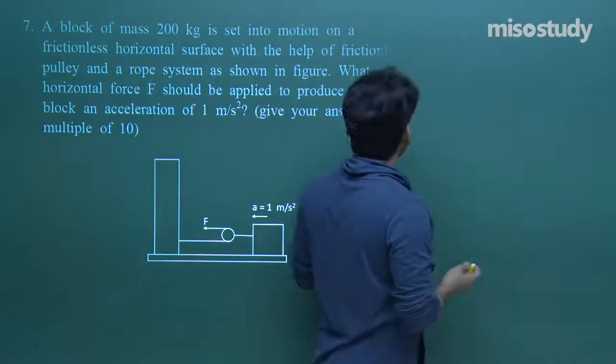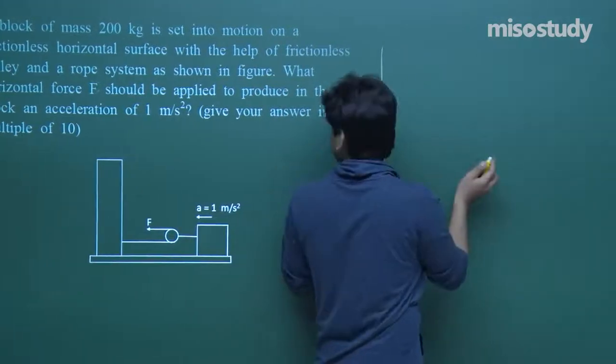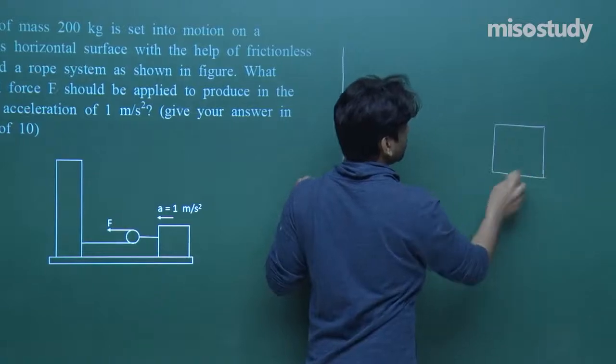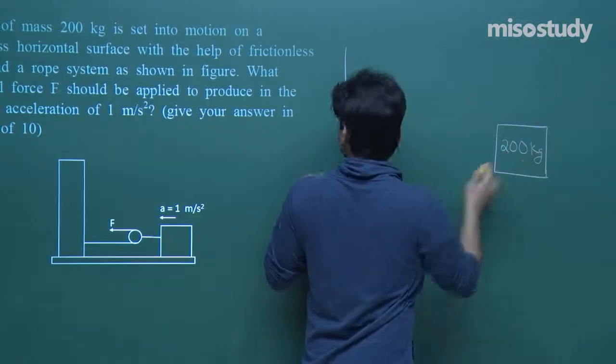Now let's see here. First of all, let me make the diagram. You have a block whose mass is given as 200 kg. The pulley is attached.